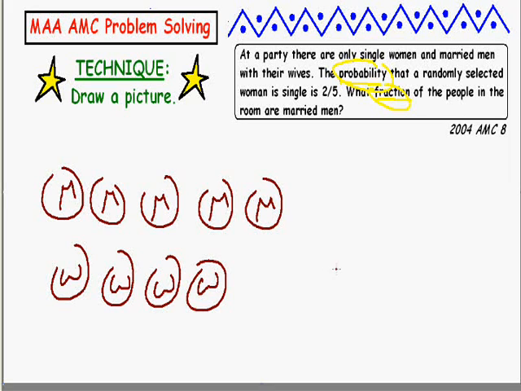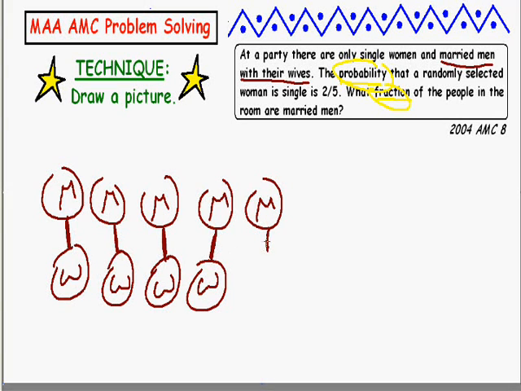So at a party, there are only single women and married men with their wives. Ooh, married men with their wives. So notice how I keep rereading the question, trying to refine things. So let me see if I can make my picture reflect the fact there are married men and their wives. So that means maybe this man is married to this woman, so maybe I'll connect them this way. This man is connected to this woman. This woman is connected to this man.